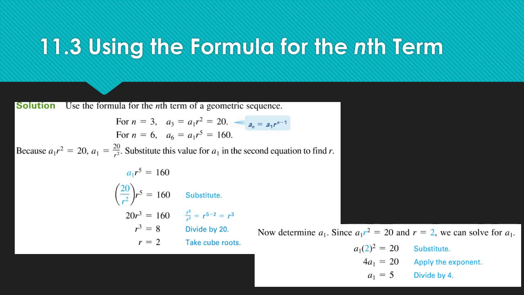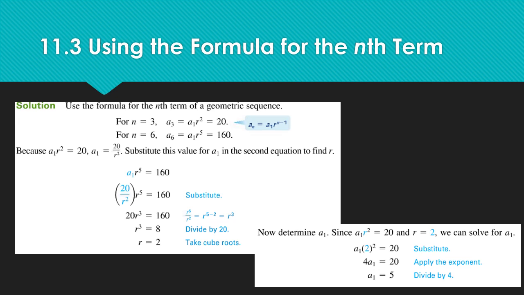Now, a sub 1 times r squared equals 20, so a sub 1 equals 20 over r squared. And now we can actually substitute that. What we did is we took that first equation and we solved it for a sub 1. And now we can use that ratio in our second equation in place of a sub 1, and we can solve for r. So that's what we did there. We substituted. And canceling the r squared with the r to the 5th, we have 20 r to the 3rd equals 160. So r to the 3rd is 8, which means r is 2.